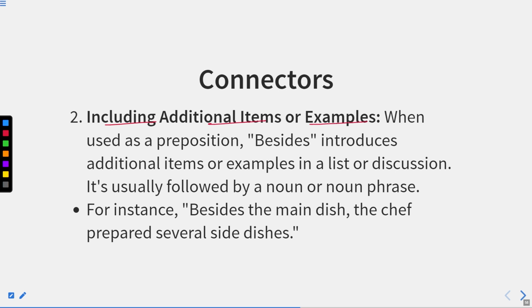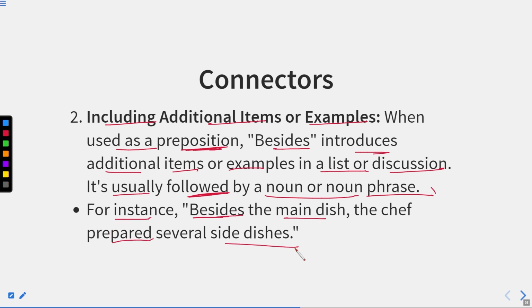Including additional items or examples. When used as a preposition, besides introduces additional items or examples in a list or discussion. It is usually followed by a noun or a noun phrase. For instance, besides the main dish, the chef prepared several side dishes. Okay, besides the main dish, it means we have a main dish. Besides it, the chef prepared several side dishes.